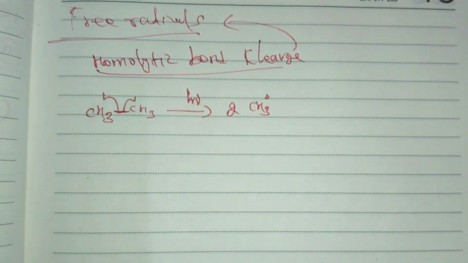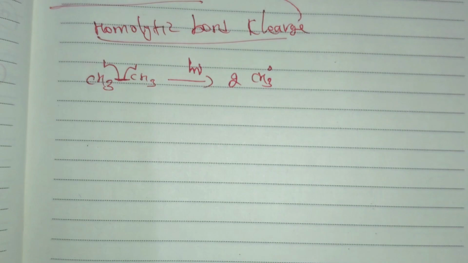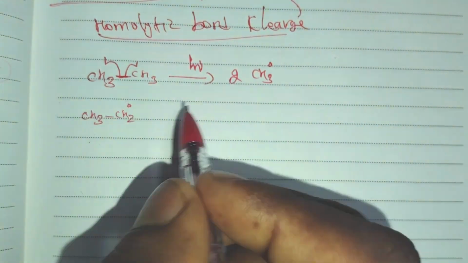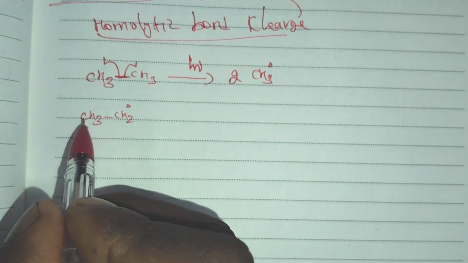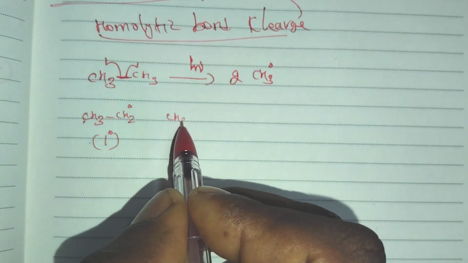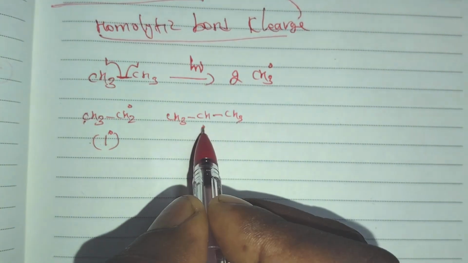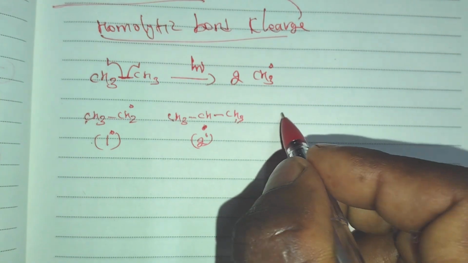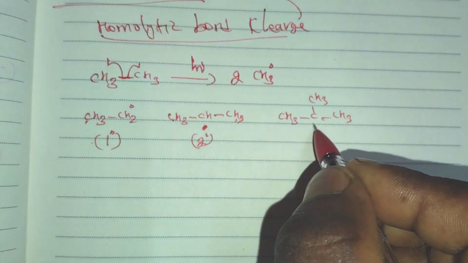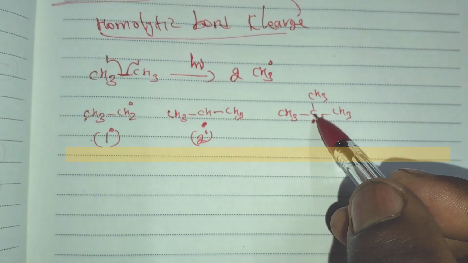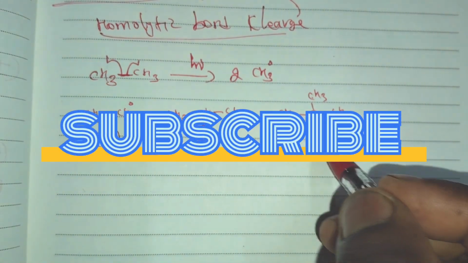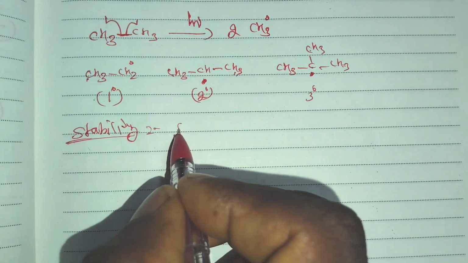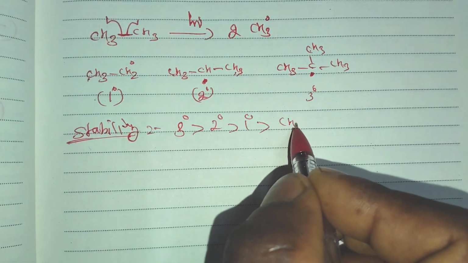Here too, depending on the number of carbons attached, we can classify free radicals as primary, secondary and tertiary. For example, CH3CH2 dot has the carbon attached to only one carbon, so it is a primary free radical. In CH3CH dot CH3, the carbon is attached to two carbons, so it is a secondary free radical. In (CH3)3C dot, the carbon is attached to three carbons, so it is a tertiary free radical. The stability order is: tertiary is most stable, then secondary, then primary, and the methyl free radical is the least stable.